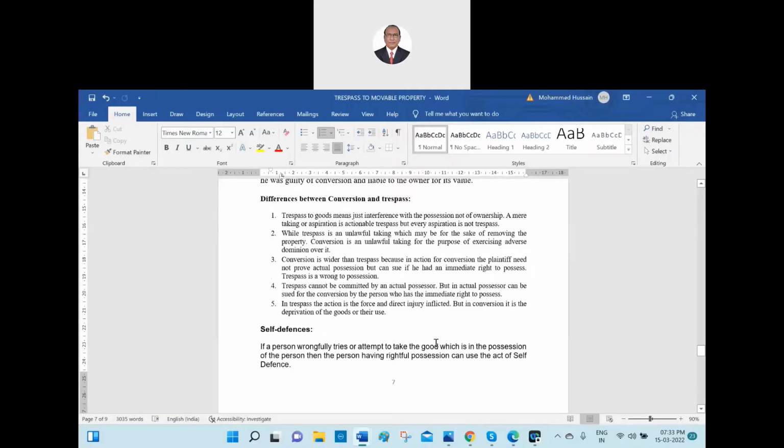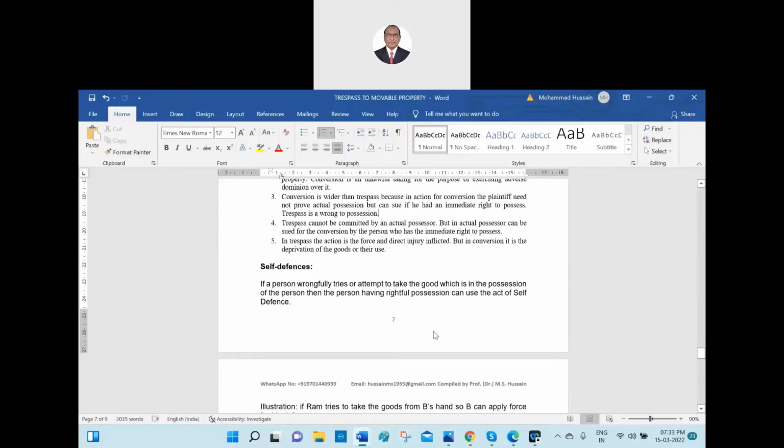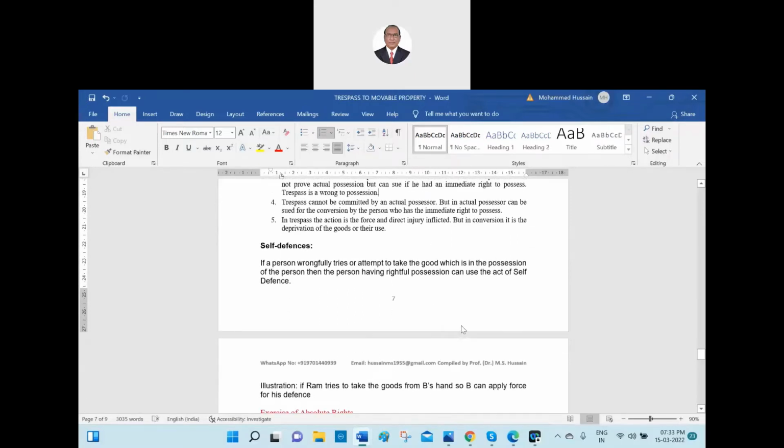Trespass. So now self-defense. If a person wrongfully attempts to take the goods which are in the possession of a person, then the person having the rightful possession can use the act of self-defense.